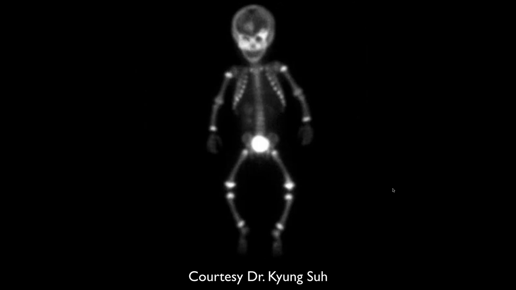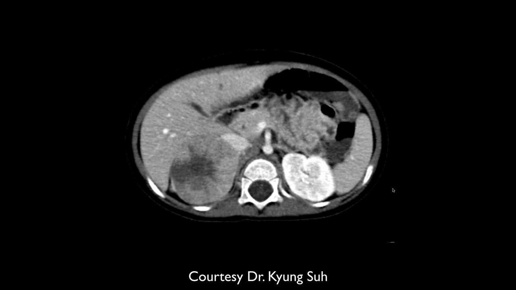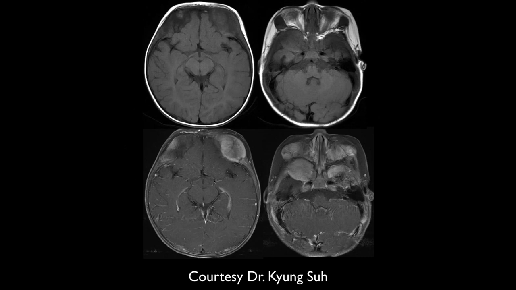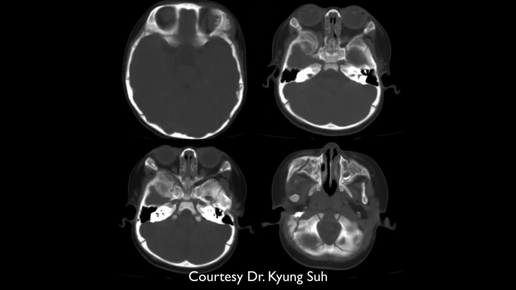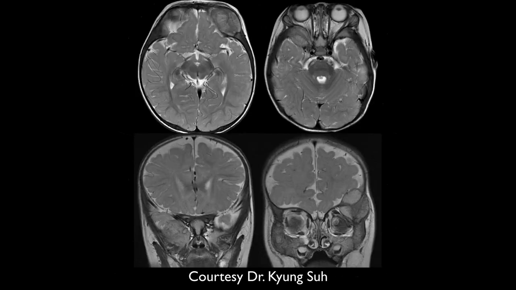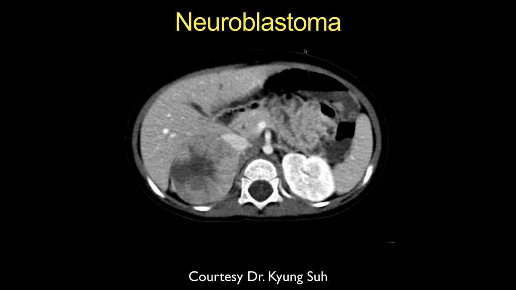Neuroblastoma. Okay, yeah. On the right side, there's a mass arising from the right kidney or right adrenal gland. Yeah, the adrenal. I see multiple lesions here. So what did you say this was? I think it's a metastatic neuroblastoma. Yeah, right, exactly. Good.